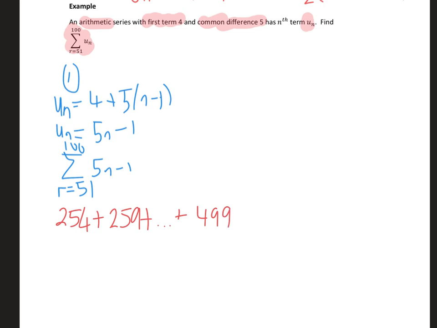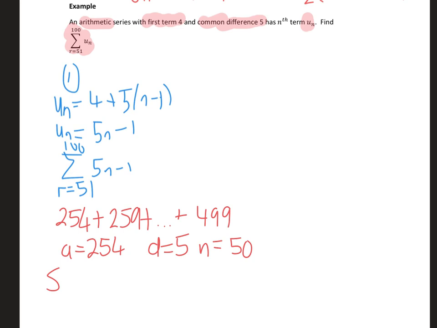So I've got an arithmetic sequence here, where the first term is 254, the common difference is still 5, and the number of terms, well, I'm going from 51 to 100, so there's a difference of 49 between them, but I need to count the first term, so I need to add one more on, so there's 50 terms. So I can use the SN formula.